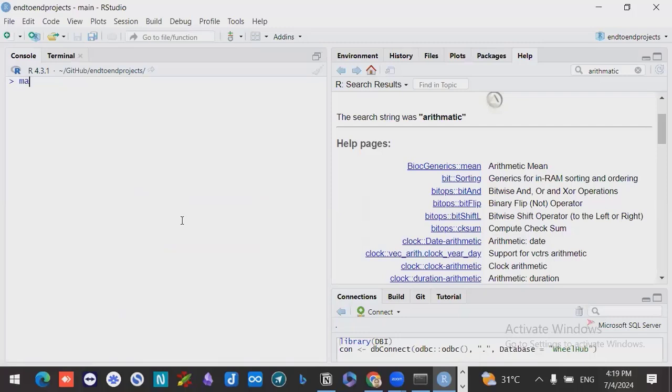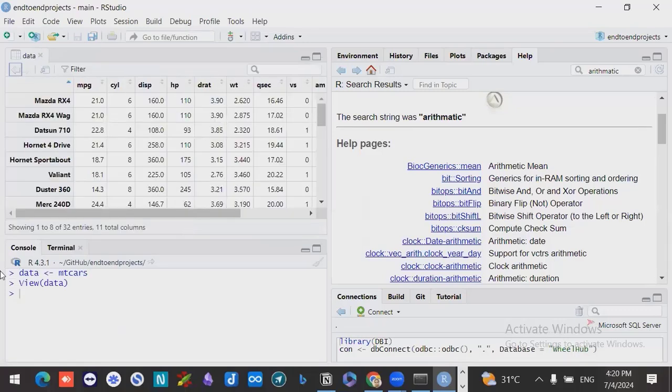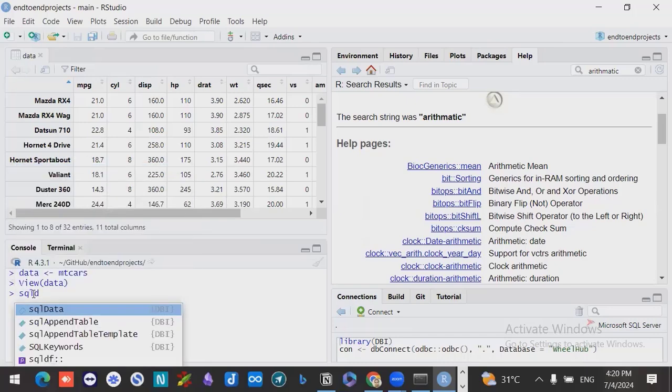Take any data, like the cars data. Here you can give it the data, and now if you want to view it, it will be displayed here. But the question that comes up is, if you are familiar with SQL-like queries, in that case you have to use sqldf.